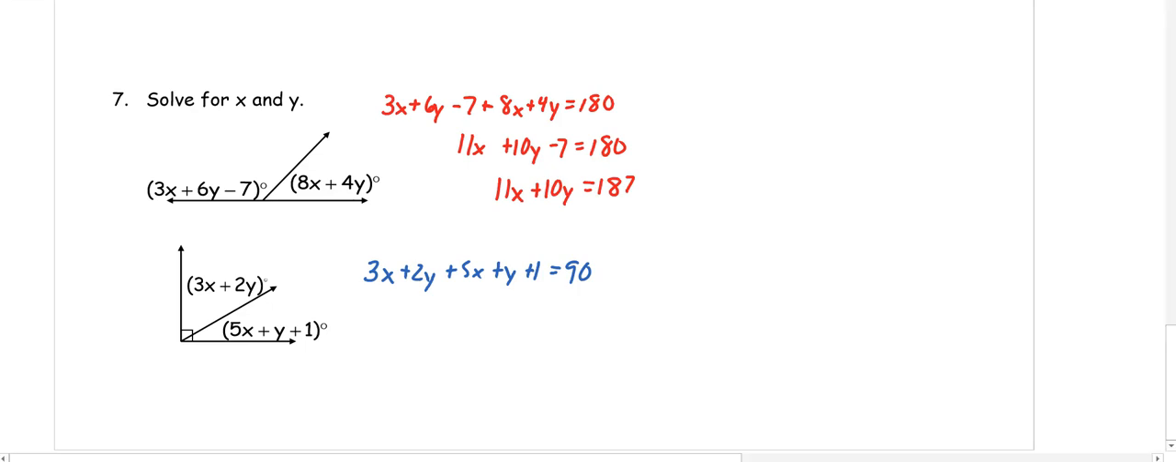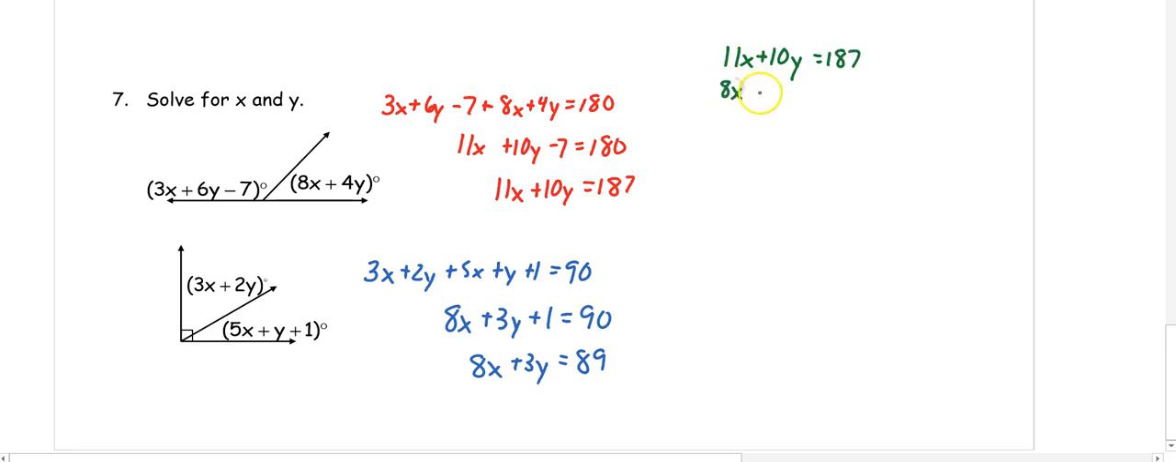In the second equation, when I combine like terms, 3x and 5x gets us 8x, 2y and y is 3y, plus 1 equals 90. So I'm going to subtract the 1 from both sides. I get 8x plus 3y equals 89. So in order to solve for x and y, I'm going to write my equations together. 11x plus 10y equals 187. 8x plus 3y equals 89.